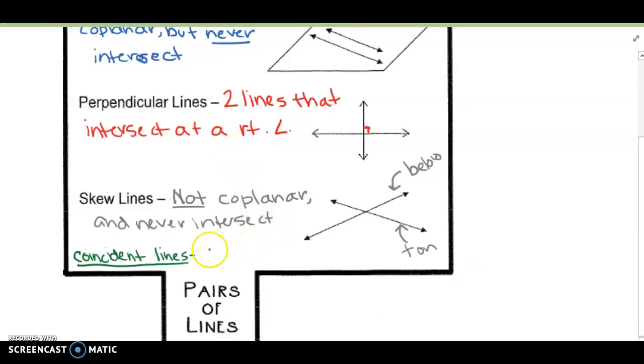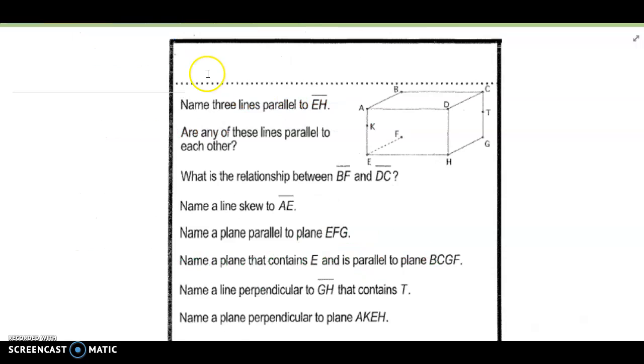All right, coincident lines are two lines that lie directly on top of each other. Okay, so suppose you have a line that looks like this. Well, maybe there's another line that's right on top of it. It's supposed to be right on top, guys, that looks like this. That would be coincident lines. All right, now let's go to the next page of our foldable.